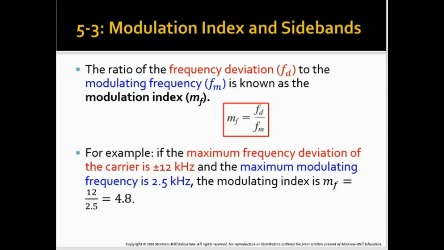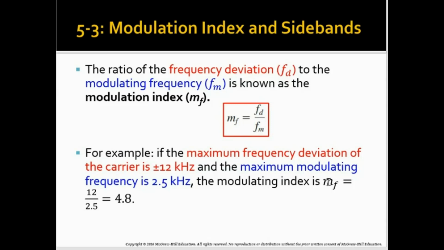Okay, so now we talk about modulation index. In amplitude modulation, we also had modulation index. So here we also have modulation index. The ratio of the frequency deviation to the modulating frequency is known as the modulation index, shown by MF equal to FD, which is frequency deviation, over FM, which is modulating frequency.